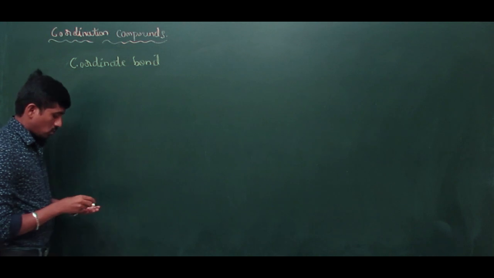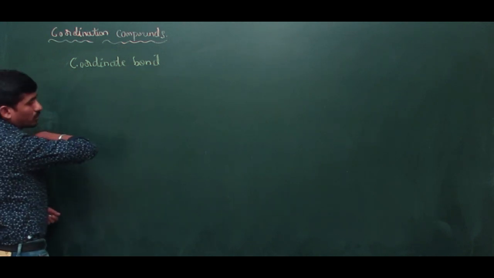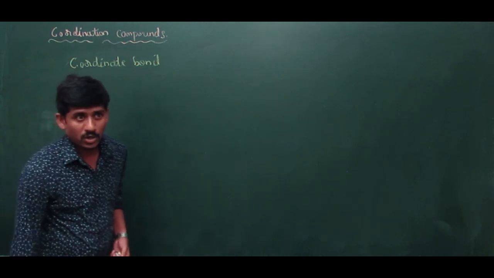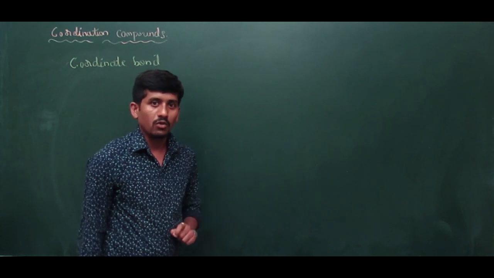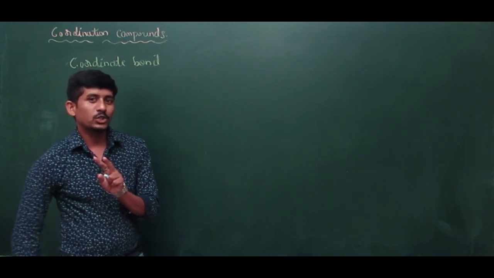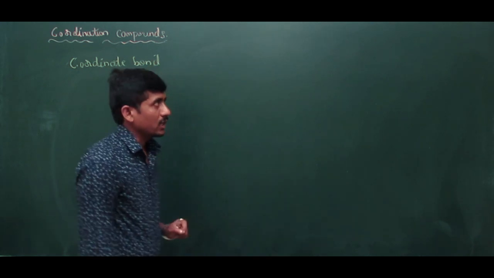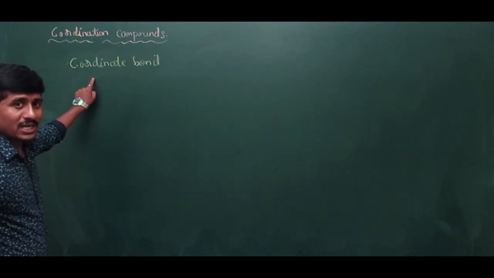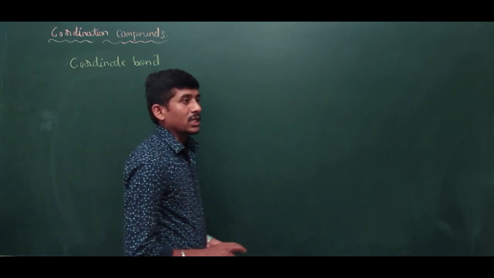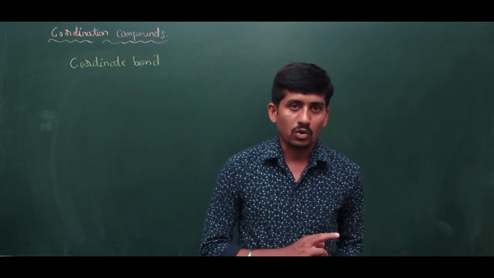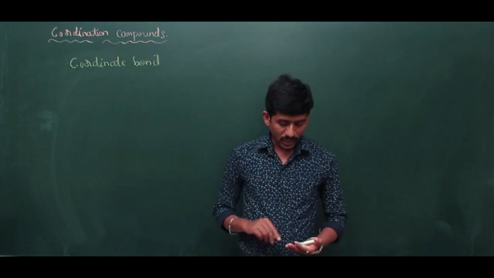What is meant by a coordinate bond? A coordinate bond is a type of covalent bond. Then what is meant by a covalent bond? A covalent bond is the bond formed by the mutual sharing of two electrons between two atoms. But a coordinate bond is a type of covalent bond in which there is a sharing of two electrons, but those two electrons are contributed by only one of the bonded atoms.